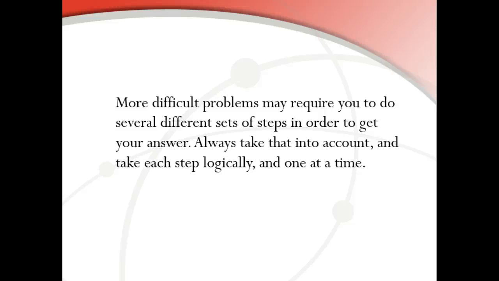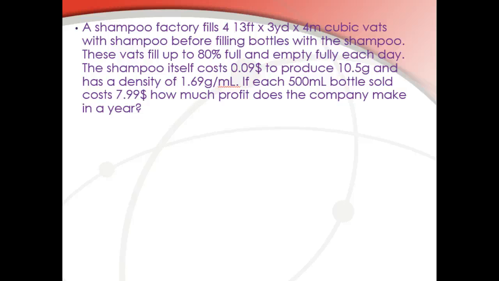So let's go down. Okay, so we've got this huge problem. Shampoo factory. We've got some dimensions for a vat, and there's 4 of them, and they fill up to 80% full each day, and it costs 9 cents for 10.5 grams, given a density, and we're given that each bottle costs $8. We want to know how much profit the company makes in a year. Seems really crazy and kind of out there, and I don't even know what to do.